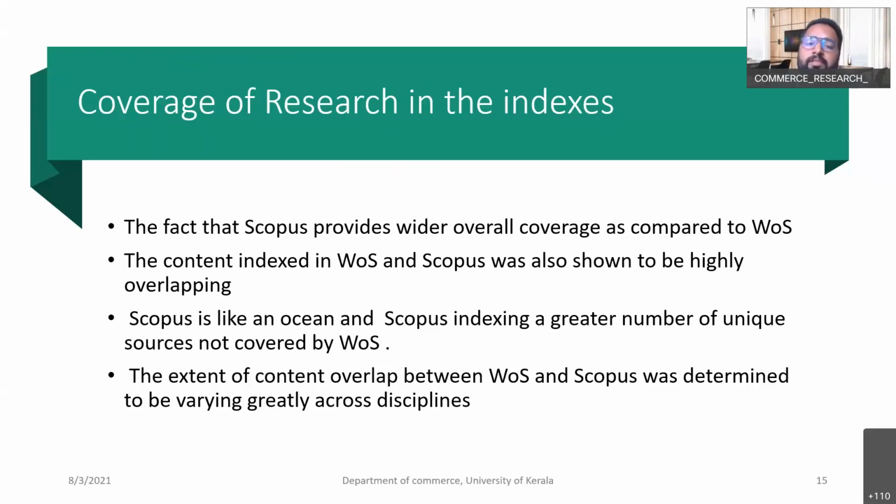Otherwise, if you subscribe to both platforms, there is some kind of duplication. The journals indexed in Scopus are also indexed in Web of Science. So if you collect data from both Scopus and Web of Science, it will not be very useful, because the majority of the data would be duplicated, because the same journal is indexed in Web of Science and Scopus, so duplication is more.